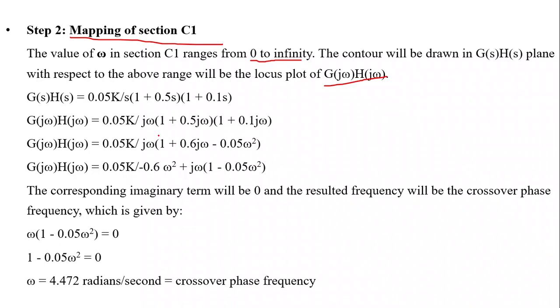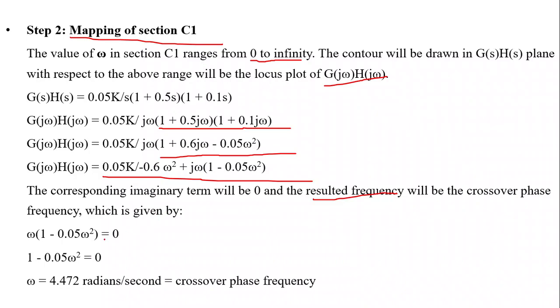After that, we have to factorize these two terms. We get 1 plus 0.6 j omega minus 0.05 omega square. After that, we can write it like this: 0.05 K divided by minus 0.6 omega square plus j omega into (1 minus 0.05 omega square). Here we set the imaginary term to 0, and the resultant frequency will be our crossover frequency.